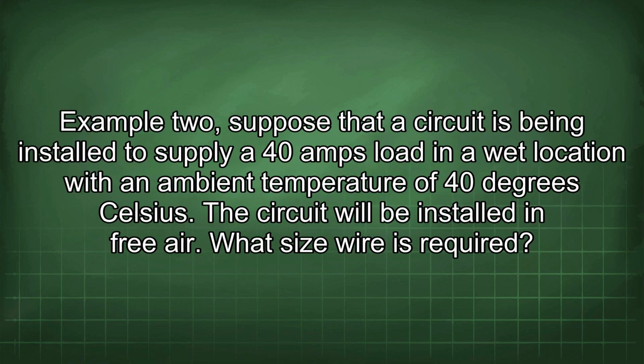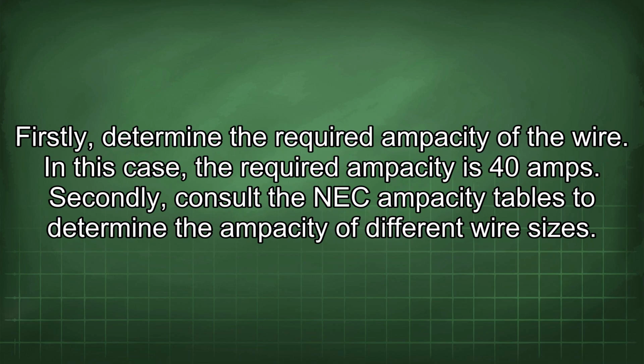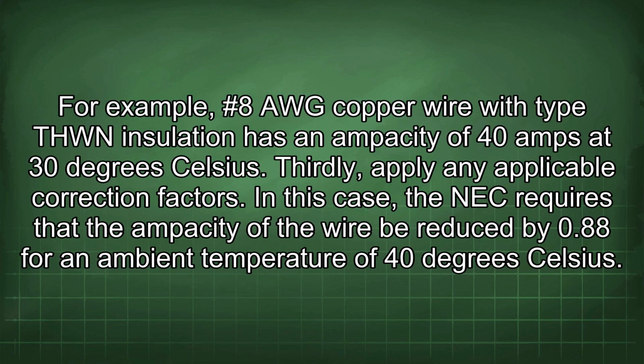Example 2. Suppose that a circuit is being installed to supply a 40 amp load in a wet location with an ambient temperature of 40 degrees Celsius. The circuit will be installed in free air. What size wire is required? Firstly, determine the required ampacity of the wire. In this case, the required ampacity is 40 amps. Secondly, consult the NEC ampacity tables to determine the ampacity of different wire sizes. For example, #8 AWG copper wire with type THWN insulation has an ampacity of 40 amps at 30 degrees Celsius.